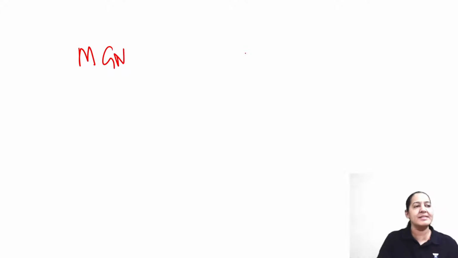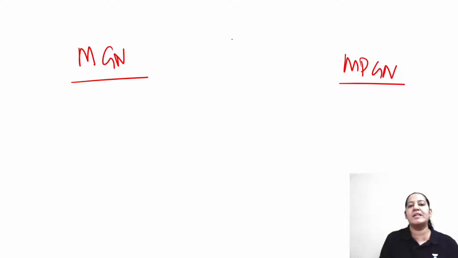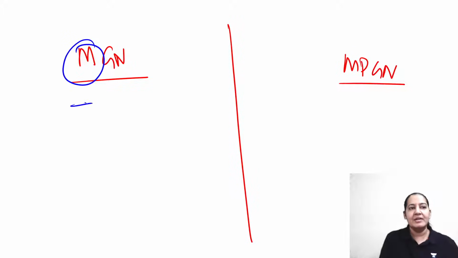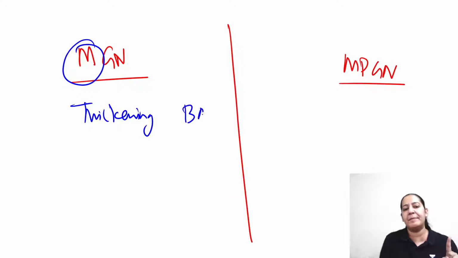Membranous glomerulonephritis and membranoproliferative glomerulonephritis. What is the difference between the two? As the name indicates, in the membranous, there is thickening of the basement membrane, glomerular basement membrane. That is the meaning of membranous.